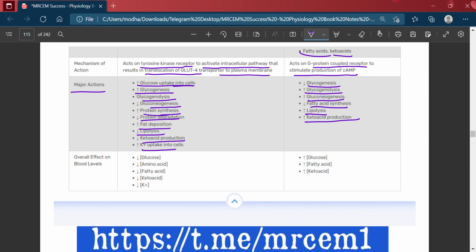Then the overall effect on the blood level: insulin will decrease glucose, amino acid, fatty acid, keto acid, and potassium, and glucagon will increase glucose, fatty acid, and keto acid.